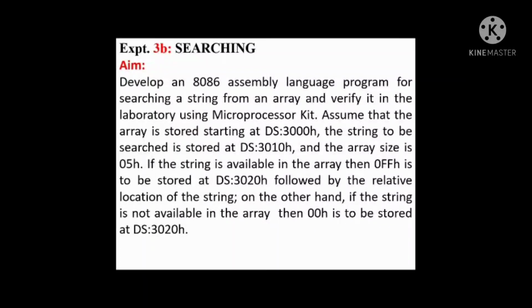If the string is available in the array, then FF is to be stored at 3020H followed by the relative location of the string. On the other hand, if the string is not available in the array, then 00 is to be stored at 3020H.